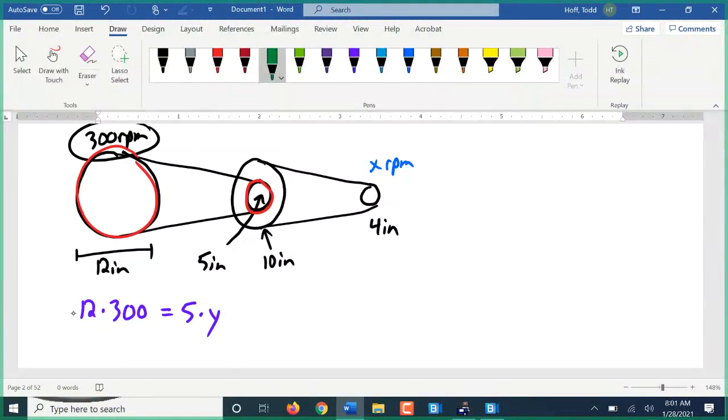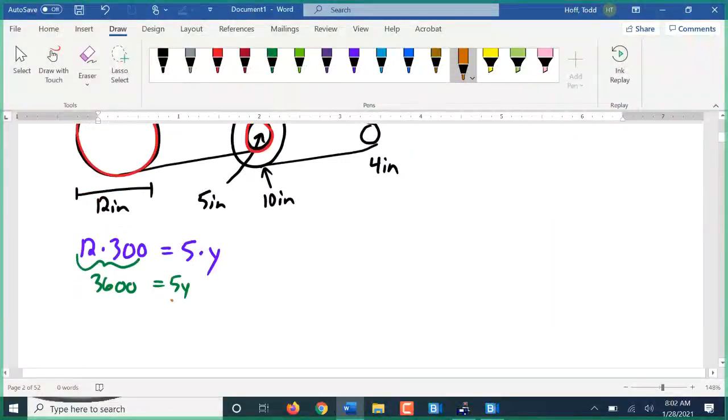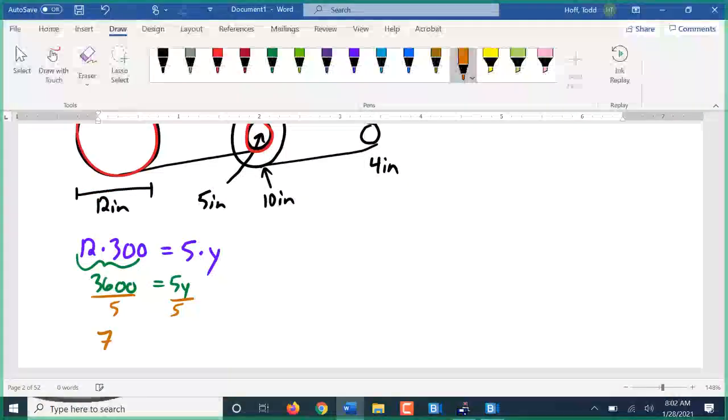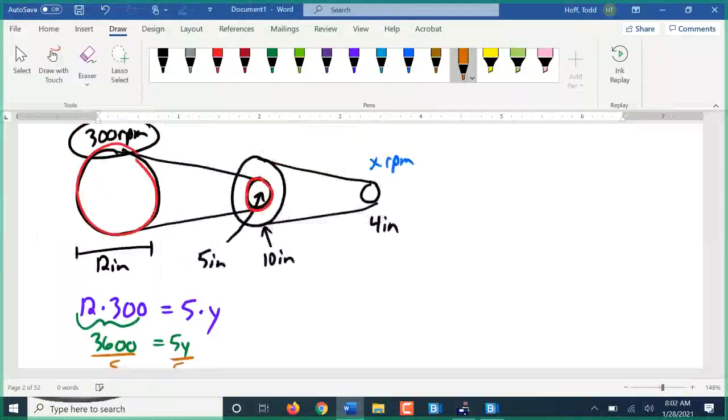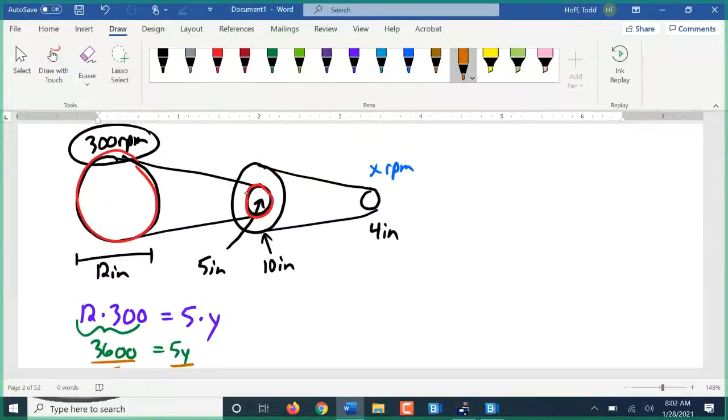So there we have 12 times 300 is 3,600 equals 5Y. And we divide by 5, giving us 720, I believe, is Y. That means the center pulley here, this little one, is turning at 720 RPM.